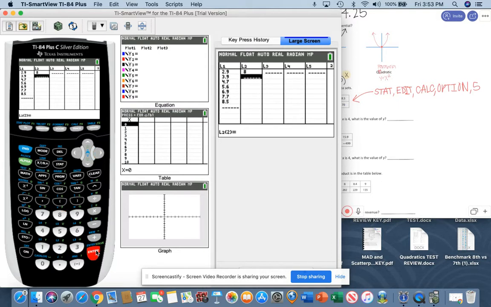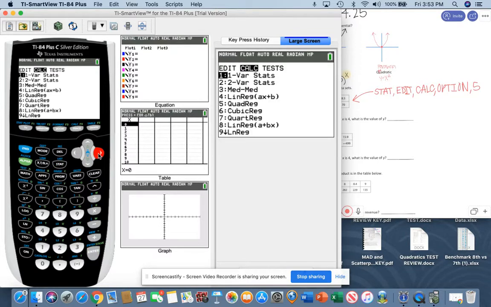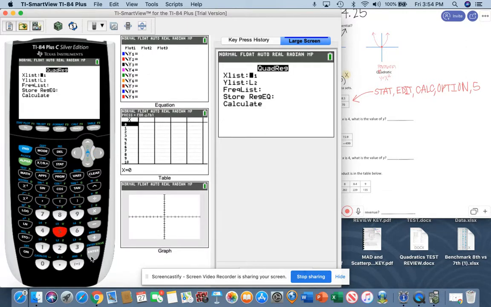And then Y is 8, 14, 23, 29, 40, 53, and 70. So now once we put those data in, instead of going to stat calc 4 for linear, we're going to do stat calc. Now instead of 4, linear, we're going to do quadratic regression. It's not a line, it's a quadratic. So you're going to arrow down or press the number 5. Enter until you can't no more.